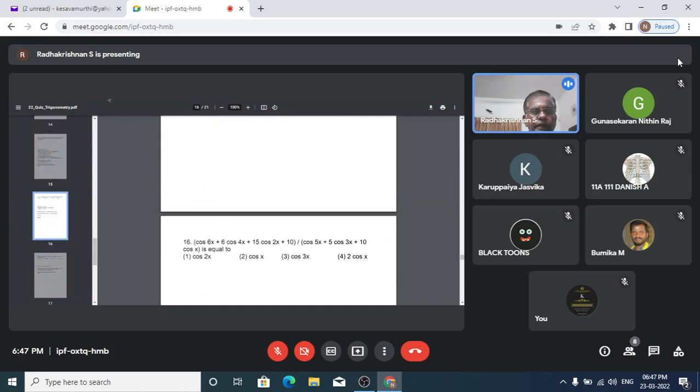Did anyone try this? cos 6x plus 6 cos 4x plus 15 cos 2x plus 10 divided by cos 5x plus 5 cos 3x plus 10 cos x. It is very complicated, but using some transformations, we can bring the numerator equal to something into that value of denominator. So that is what we are going to try.